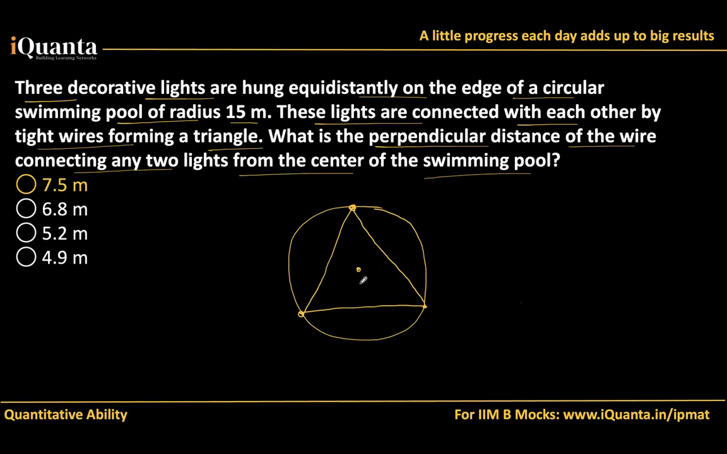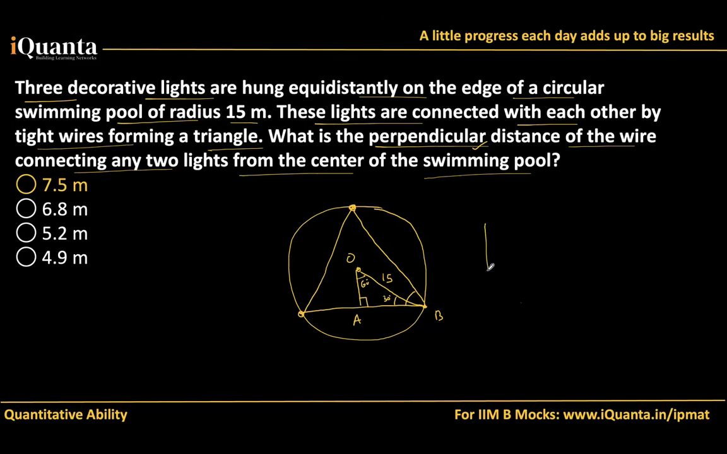Now, we have been told that the radius is 15. So we can connect the center to this point and this will be 15. From the center of the swimming pool, we have to find out the perpendicular distance of the wire connecting any two lights. Let this be O, this point be A, this point be B. We know that this is an equilateral triangle, obviously. So this entire angle is going to be 60. This much is going to be 30. And this much is going to be 60.